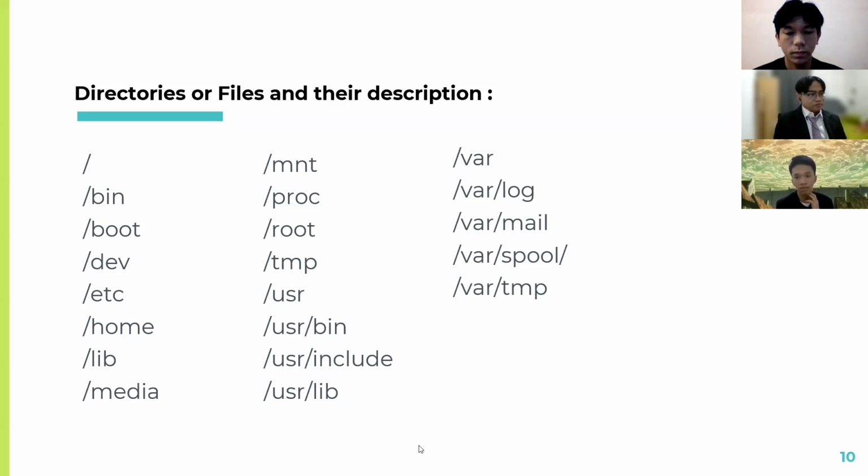/var is short for variable, a place for files that may change often, especially in size. /var/log contains system log files. /var/mail is the place where all the incoming mails are stored. /var/spool, the spool directory, contains print jobs, mail spools, and other required tasks. /var/tmp is a place for temporary files which should be preserved between system reboots.